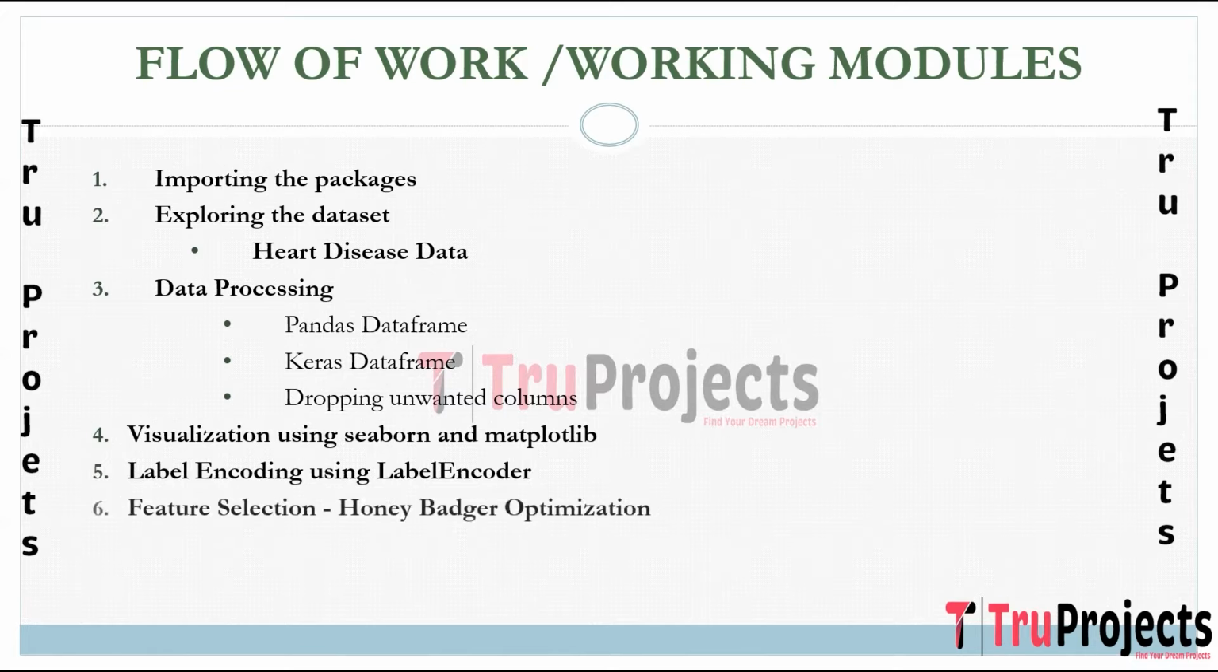The next step is feature selection. This step involves selecting the most relevant features from the dataset. The honey badger optimization algorithm is employed for feature selection, aiming to enhance models' performance by focusing on key variables.